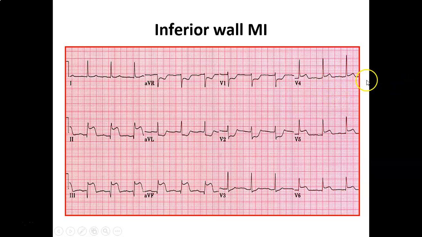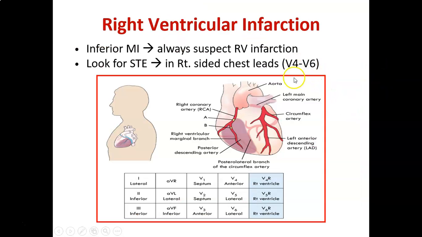Okay, now look at leads 2, 3 and AVF. There is ST segment elevation. So this ST segment elevation in leads 2, 3 and AVF presents inferior wall myocardial infarction. Now it's very important, when you get the inferior wall myocardial infarction, you have to suspect 2 more myocardial infarctions, and one of them is the right ventricular infarction, the other is the posterior wall myocardial infarction.